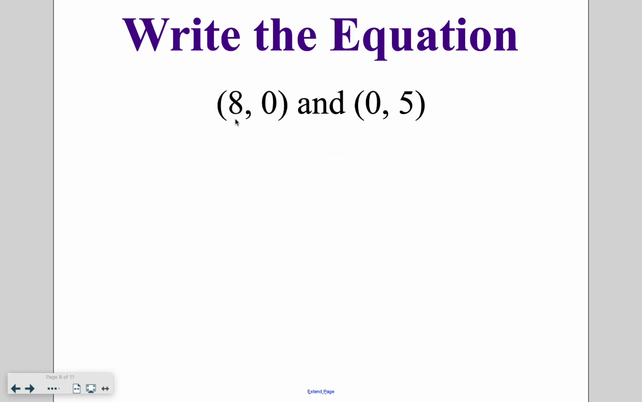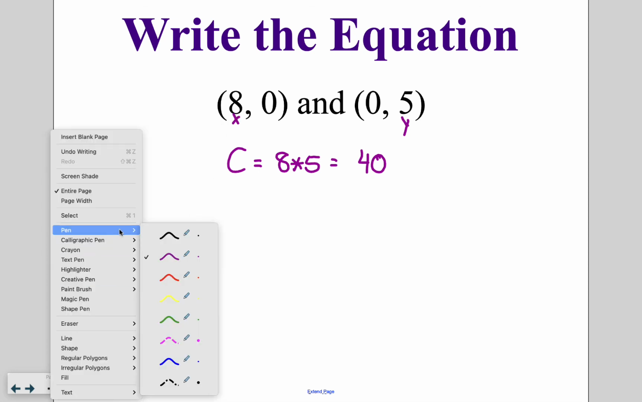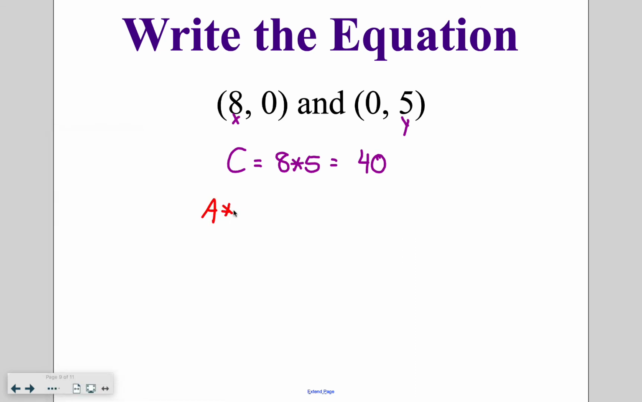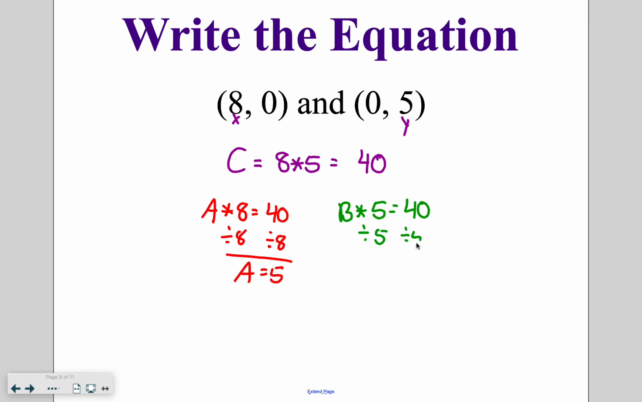Going through another example of these, I'm going to start by finding c. In this case, I'm taking my x value times my y value, so 8 times 5, which is going to give me 40. Then my first number that they give me is x, so now I'm going to find my a value, so a times 8 is equal to 40. When you divide by 8 and divide by 8, we get an answer of a is equal to 5. Then I need to solve for my second value, so my b value times the y of 5 is equal to 40. And we have dividing by 5 on both sides. I've got b is equal to 8.